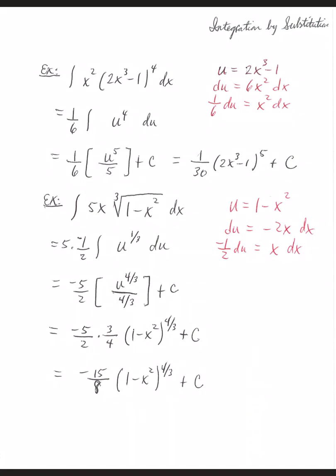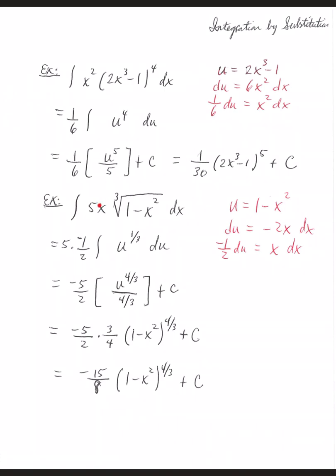Second example, the integral of 5x times the cube root of 1 minus x squared dx. Again, a good idea is to start with the terms grouped either in parentheses or under a radical. In this case, we have a radical. So I'm going to let u be equal to 1 minus x squared. Taking the derivative of u will give us negative 2x dx.